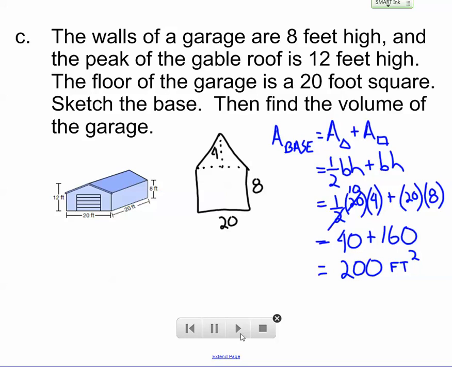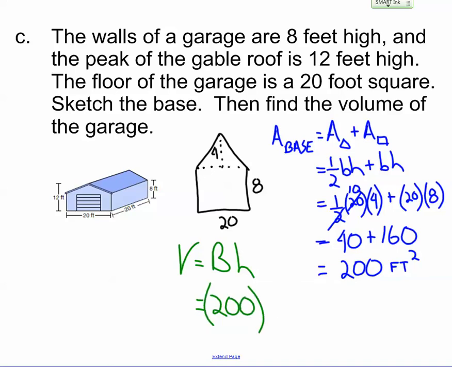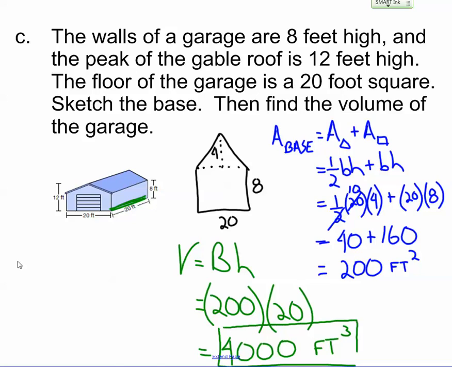Okay, so for volume now, which is what they want, we're going to do area of the base times the height. So the area of the base we just figured out was 200 square feet. And the height is actually 20 because that's the distance between the two bases. And that is 4,000 cubic feet.